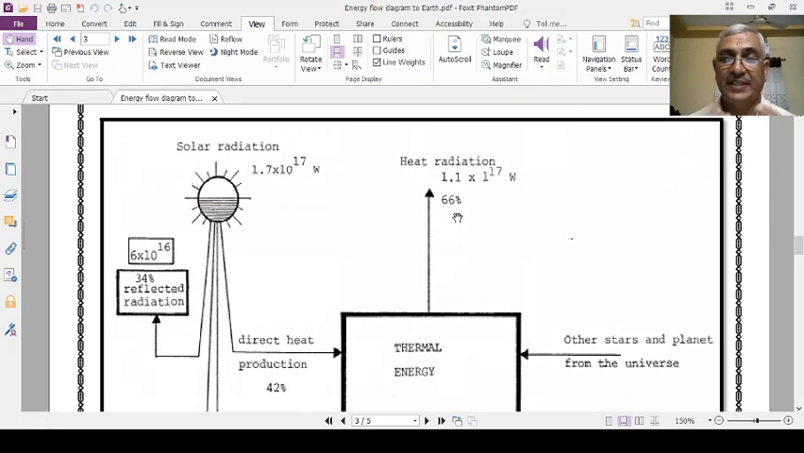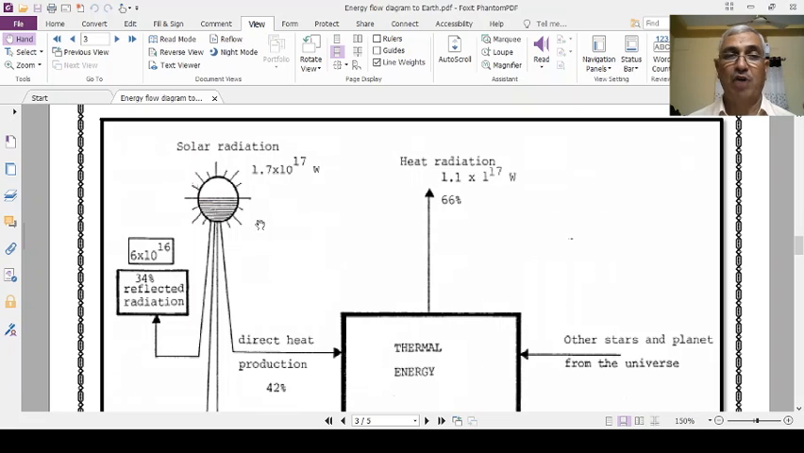How much is it? 66%. In which form? Thermal radiation. What about the other value, that is 34%? What is that 34%? It is immediately reflected. It means that the electromagnetic radiation is immediately reflected back in the form of electromagnetic radiation, which accounts for 34%.